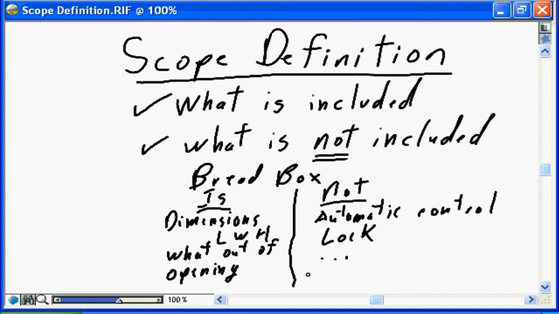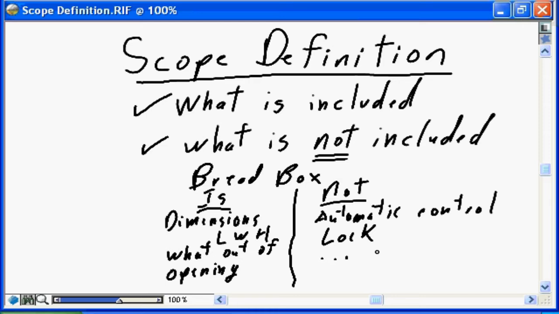So we're defining absolutely what is not defined in the bread box as well as what is defined for our bread box. So we're defining the dimensions. It's going to be 8 inches long by 14 inches high by 23 inches deep. It's going to be made out of aluminum. It's going to have an opening on the front that is going to hinge from the bottom. But we're defining what it is not. It is not a high-tech bread box. It does not have automatic control. It does not have locking. It does not have, it does not have, it does not have.